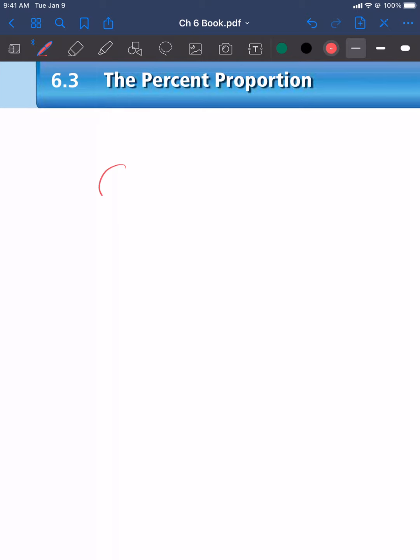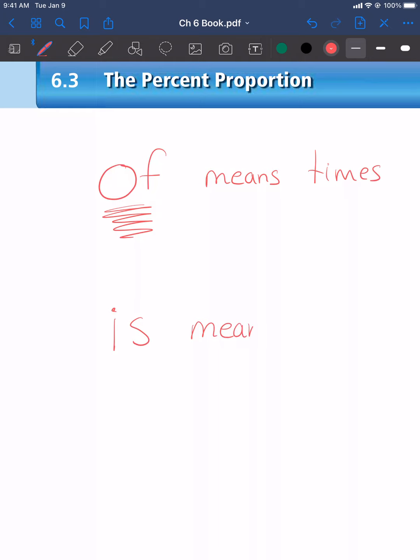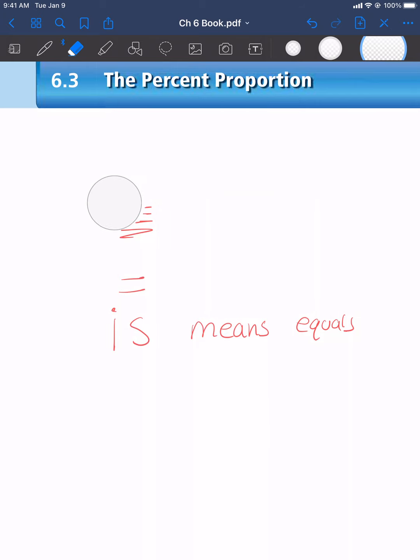The word of means times. If you see the word of, I want you to automatically think multiplication. The next thing you need to know is the word is means equals. Now we knew that before, but you need to remember when you see the word is, that's an equal sign, okay? Keep that in mind for this lesson. Super important. Hopefully you wrote that down. Let's go ahead and get started.